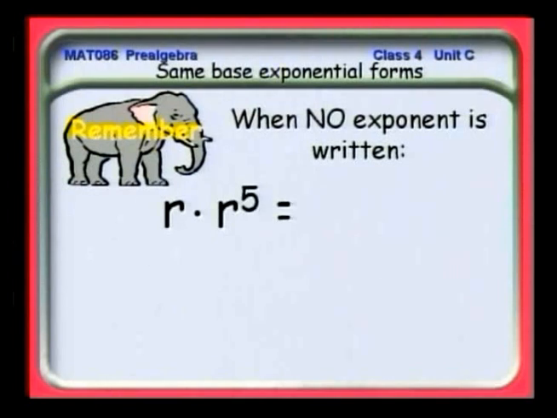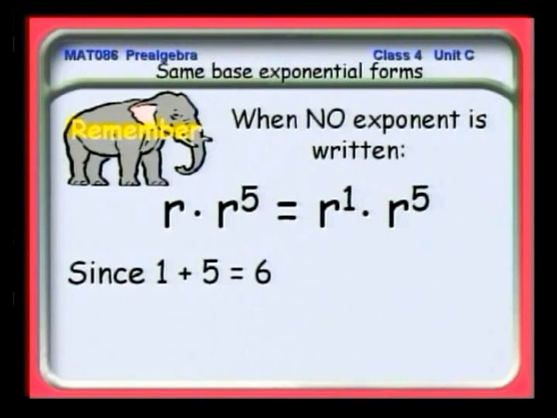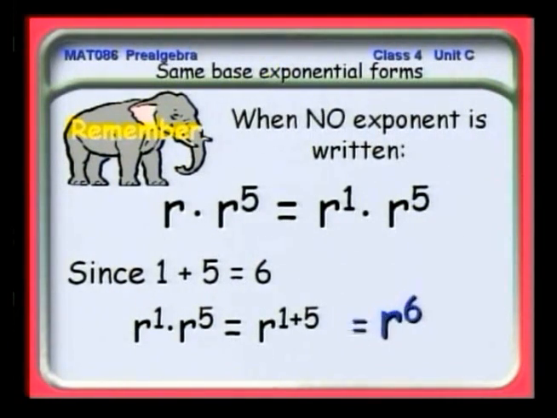We have to be careful though. Sometimes, as we discussed before, there are terms with no exponent specifically written. When that happens, you assume that the exponent is the first power. So since 1 plus 5 is 6, r times r to the fifth, or r to the first power times r to the fifth, is equal to r to the 1 plus 5, or r to the sixth.